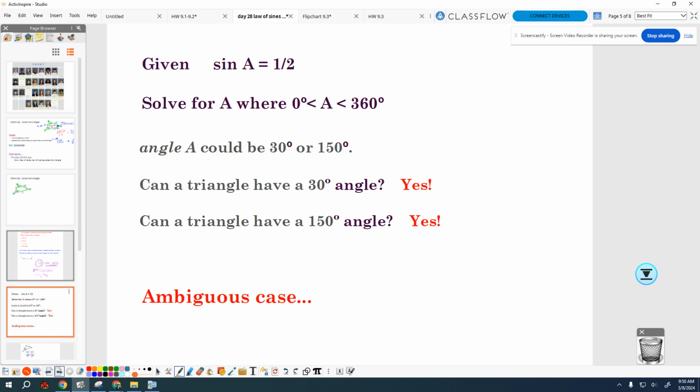Because today, we need to do this thing called the ambiguous case. When we do sine inverse of a half, we get something from the first quadrant and something from the second quadrant. Can a triangle have a 30-degree angle? Well, 30, 60, 90, all over the place. Can it have a 150-degree angle? Yeah. So when we do law of sines and do sine inverse, we might have gotten 2 answers. There's an issue. I know, it's exciting.